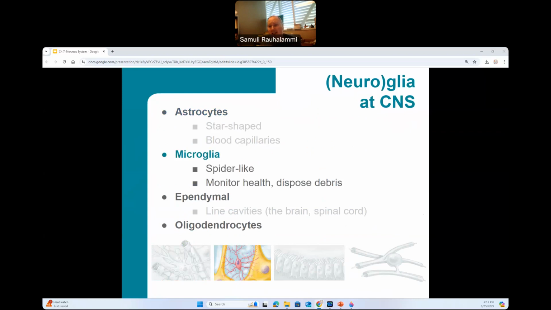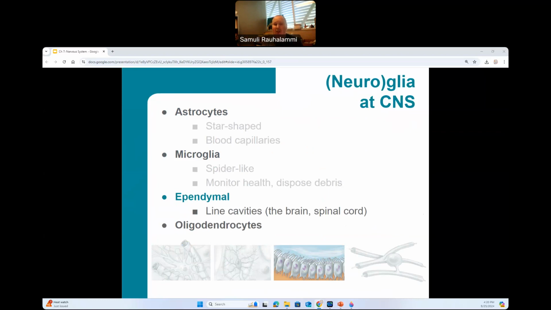Let's have a look at the microglia. These are often described as spider-like, which gives them their name, and obviously they're going to be small as well. And they are phagocytotic cells that dispose of debris and monitor the health of nearby neurons. Next, let's talk about ependymal cells. These line cavities, especially in the spinal cord and the ventricles of the brain. They are ciliated, so have these small hair-like projections on the surface. And this cilia helps with moving of the cerebrospinal fluid that surrounds the brain and spinal cord in this space.